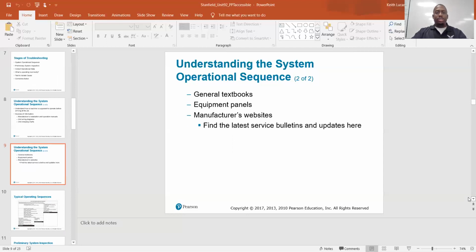Understanding the system operational sequence. General textbooks, equipment panels, manufacturers' websites: find the latest service bulletins and updates here. So staying updated on the equipment is always a good thing.